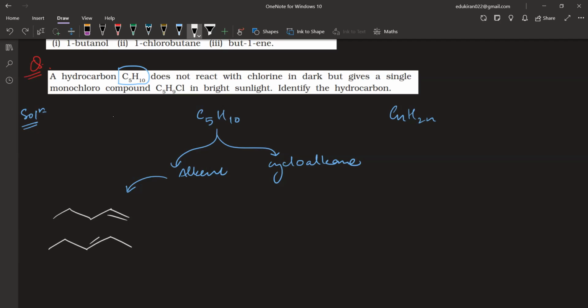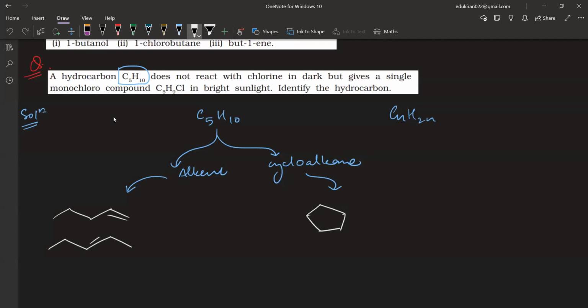These can be the 2 structures from alkene, and the only structure from cycloalkene can be cyclopentane. Now we have boiled it down to 3 structures. Now what can we do? We can do the reaction. As they have told, it does not react with chlorine in the dark, but it reacts with chlorine in bright light and forms C5H9Cl. Very good, we will try to do that reaction now.